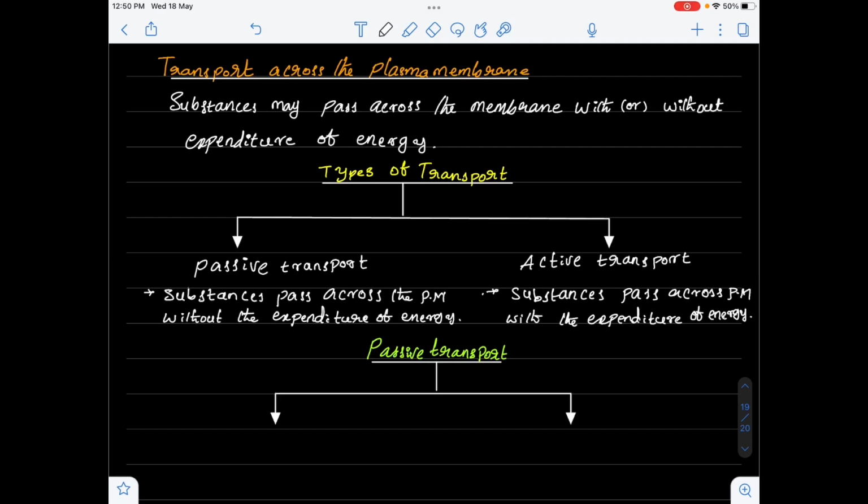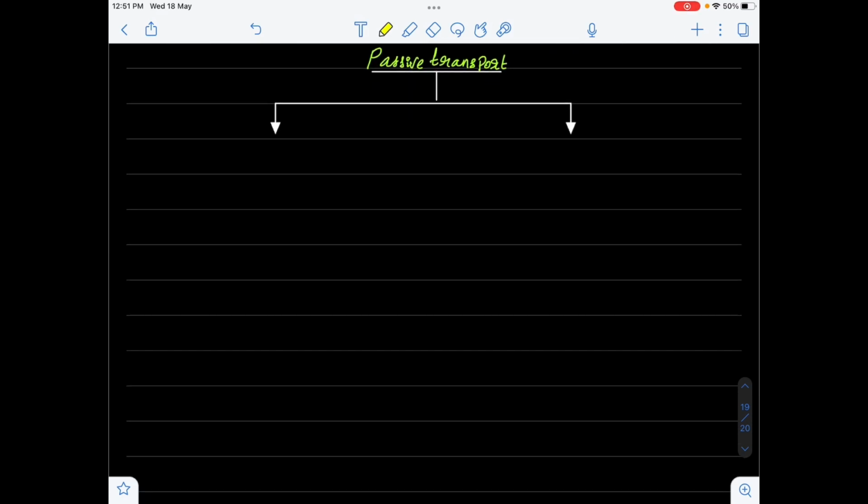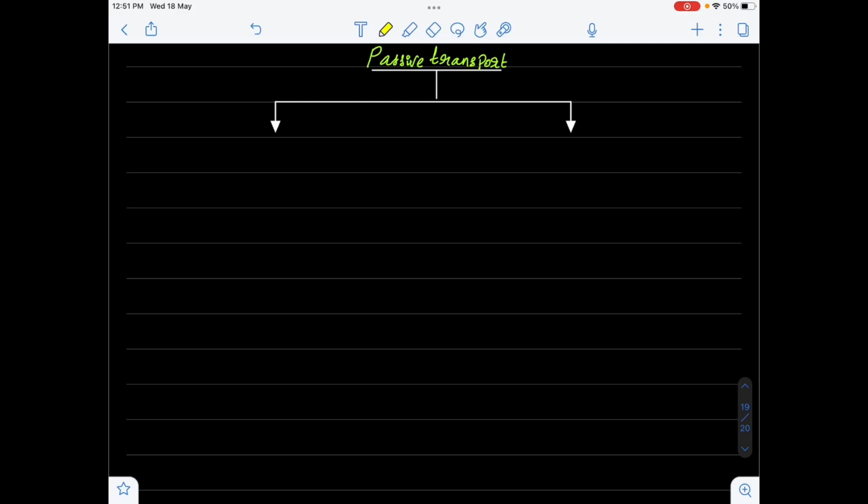Now, first let us talk about passive transport. Here, passive transport is of mainly two types, that is diffusion and osmosis. Now, first let us talk about diffusion.